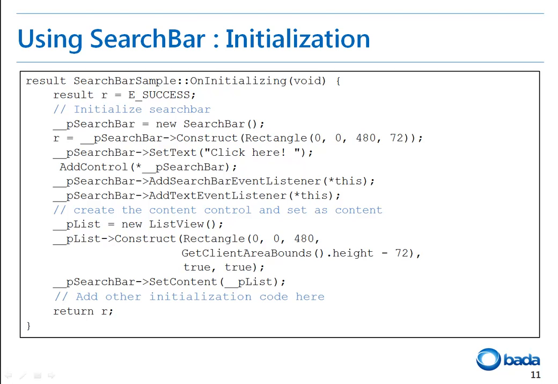First, I've constructed the search bar with a specified rectangle. The method setText will set the text on the search bar where there's no text in normal mode. Then, I added the AddSearchBarEventListener and AddTextEventListener items to listen to the events as I explained in the previous slide. Also, I used list view here as content control. So, I've initialized the list view and set it as content using the setContent method. The list view will be displayed below the editable area of the search bar.